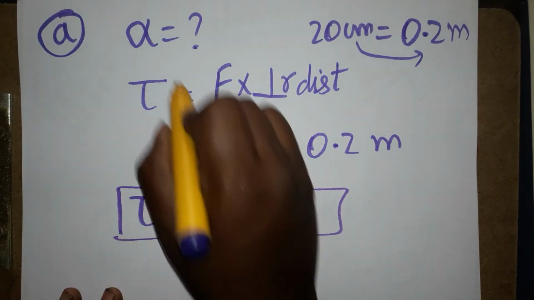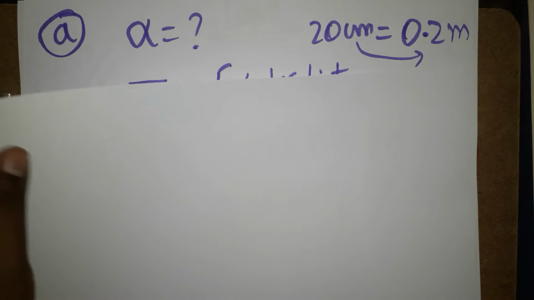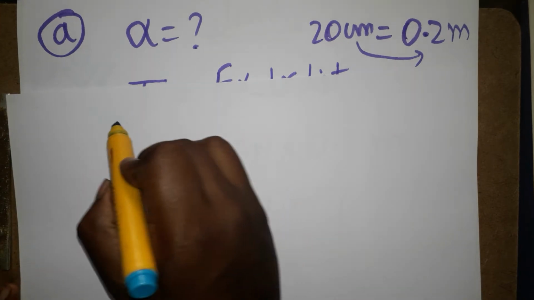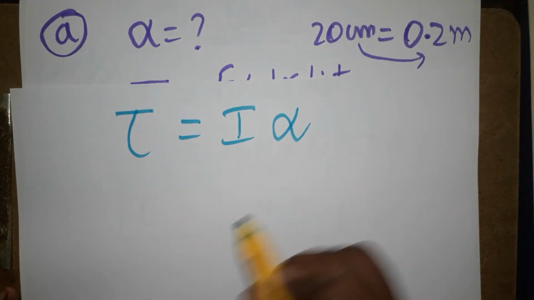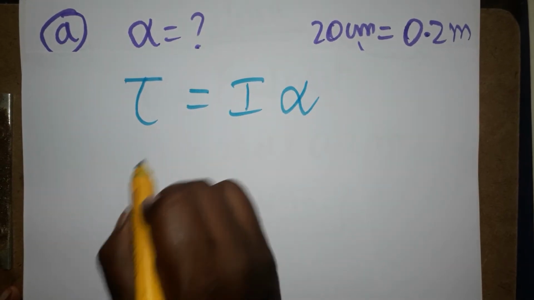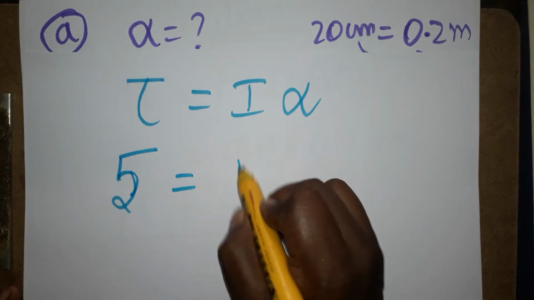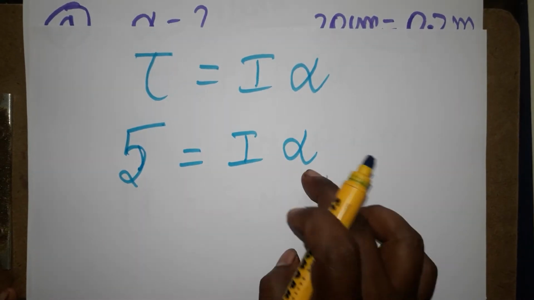You may have a question: they asked angular acceleration, so why am I finding the torque? I'll tell you the reason. In rotational motion, torque is equal to I alpha. It relates to the moment of inertia also. We already found the torque is 5 newton meter, which equals inertia times alpha. If you know the inertia, you can easily find alpha.